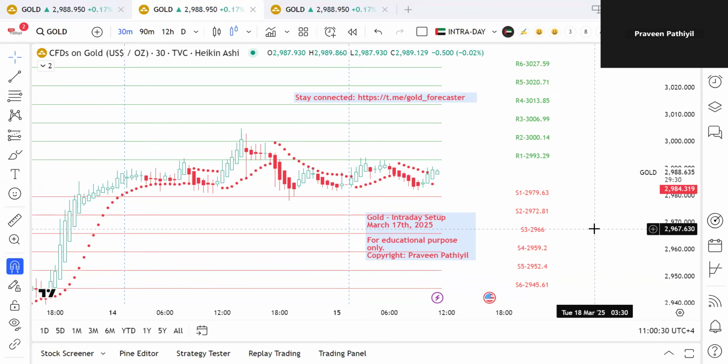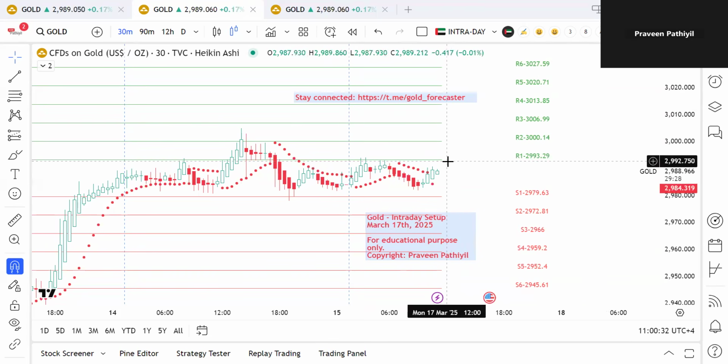It is very simple. Once R1 gets triggered, and when I say triggered, it is on a Heikin Ashi closing basis. Once we get a HA closing candle above this R1, the buy is triggered. Even before getting into that trade setup, I would like to highlight that this is a 30-minute setup.